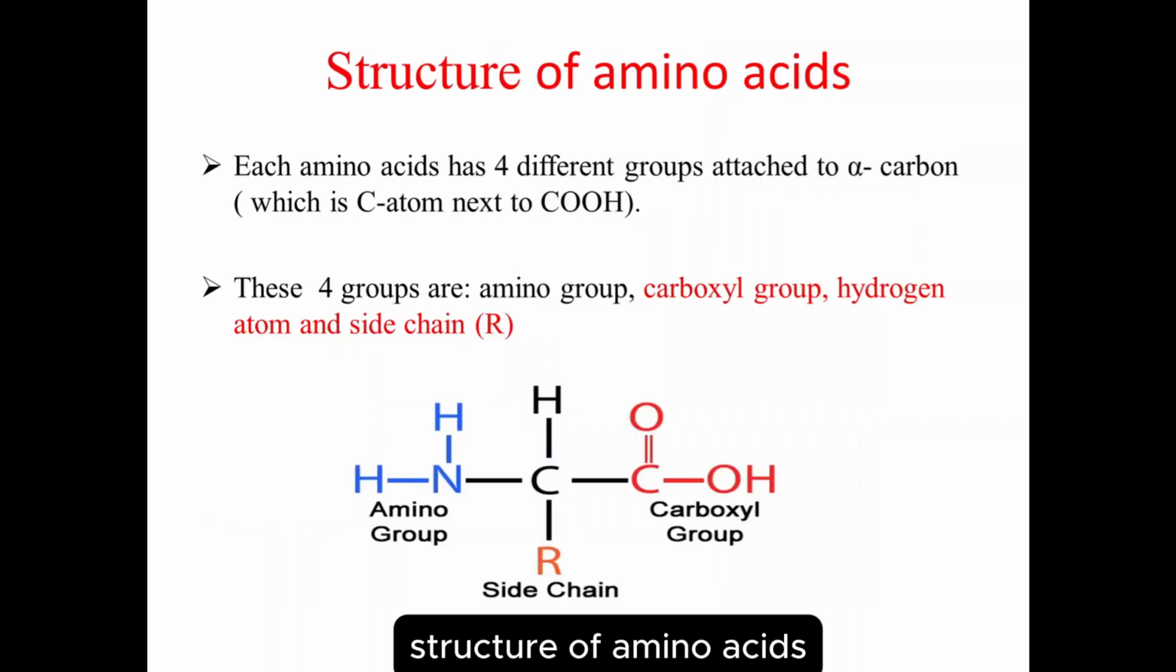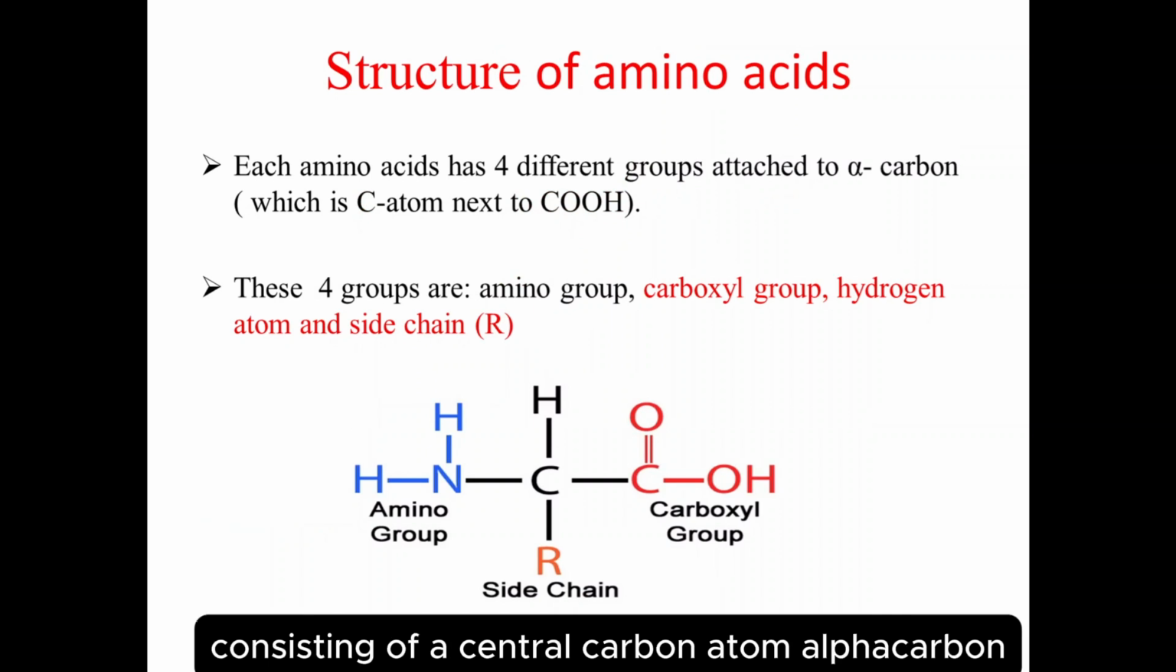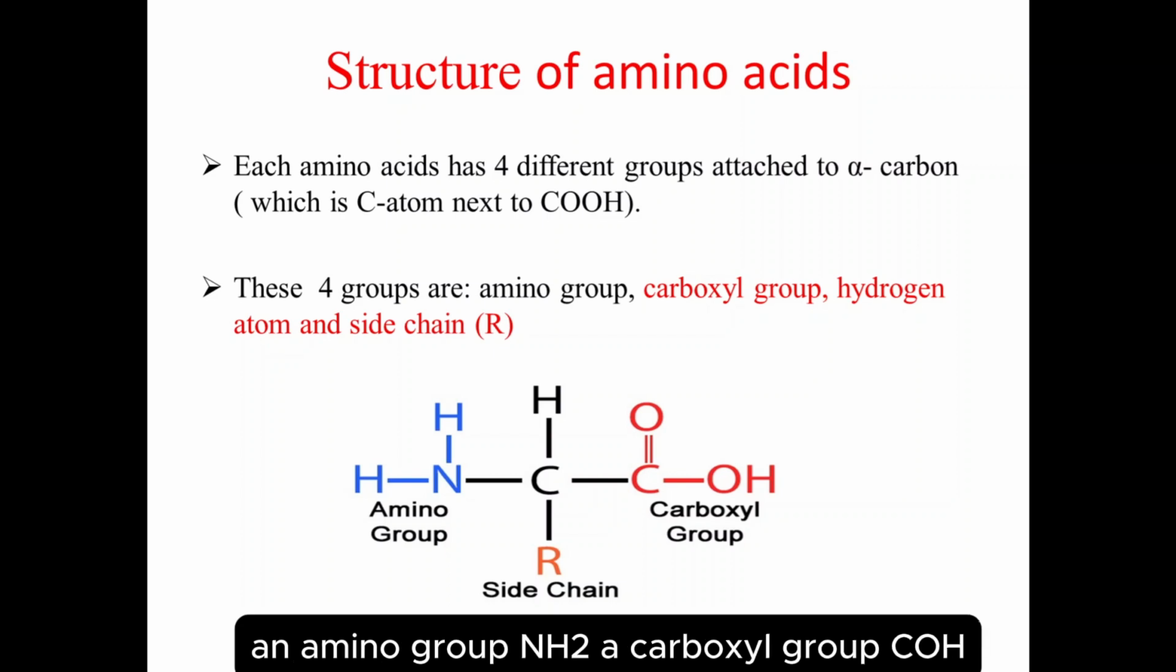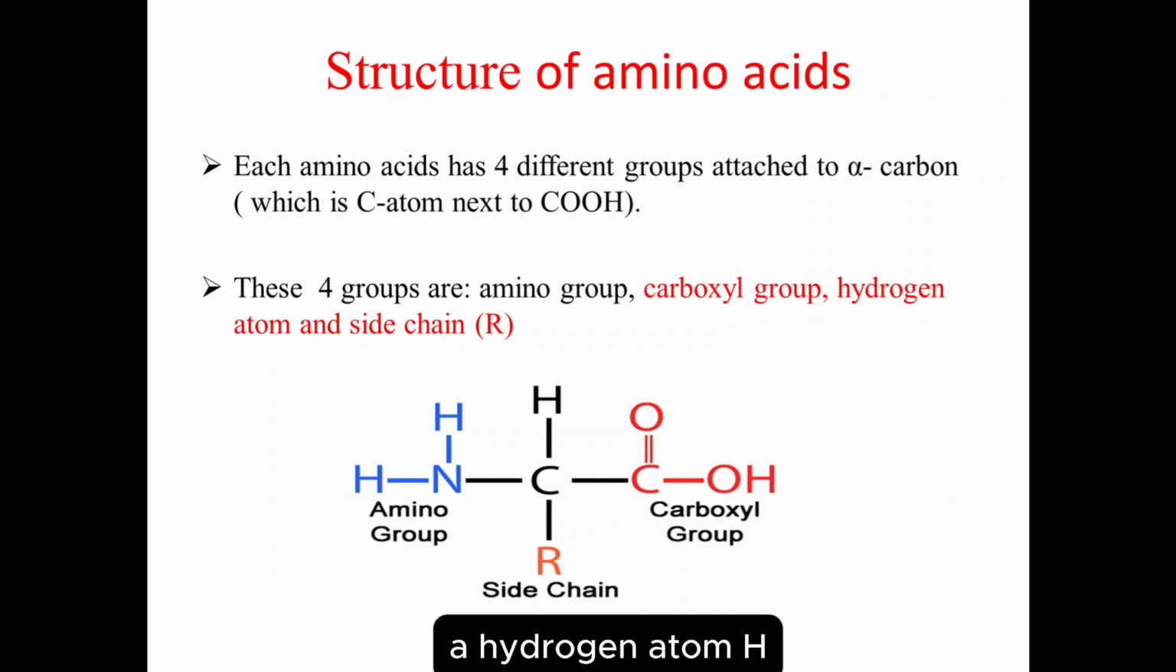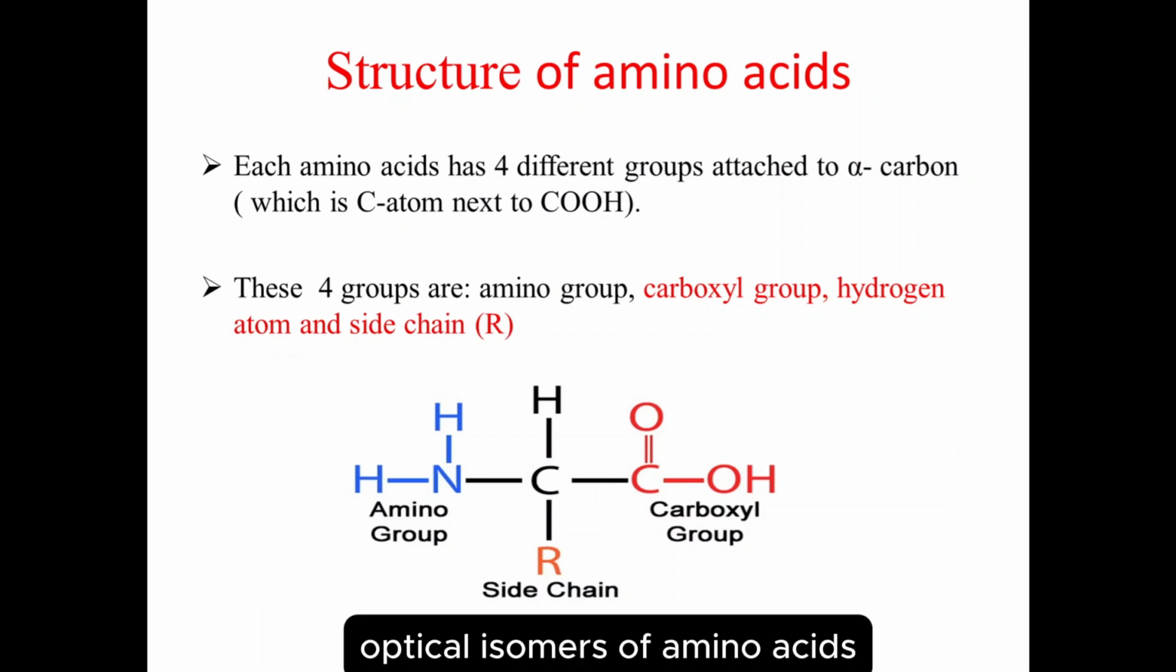Structure of amino acids. Each amino acid has a basic structure consisting of a central carbon atom, the alpha carbon, an amino group, NH2, a carboxyl group, COOH, a hydrogen atom, H, and a distinctive side chain, the R group, that varies among different amino acids.